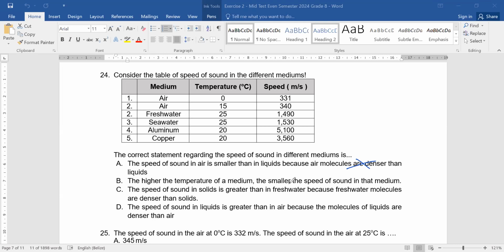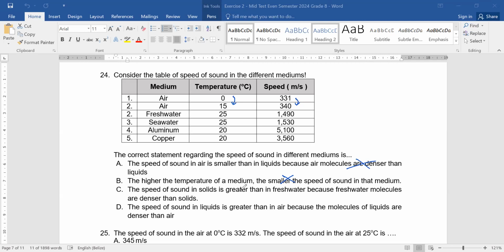And then the higher temperature of the medium, the smaller the speed. So if you see the air change the temperature and the speed is increased. Okay, fresh water doesn't have it, but if we compare with the air, when the temperature is higher, the speed is getting faster. So it means not smaller one, right? The higher the temperature, the speed is supposed to be faster.